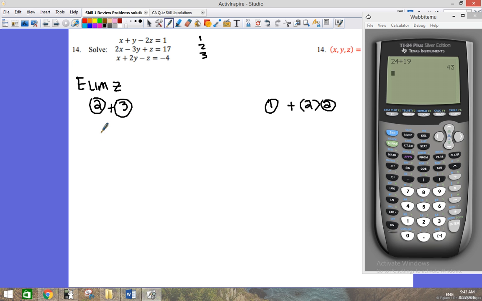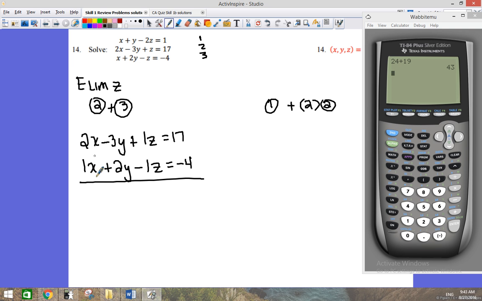I'm going to add equations 2 and 3 together. I've got 2x minus 3y plus 1z is equal to 17. I've got 1x, 2y's, minus 1z is negative 4. When I add these equations together, try not to make silly arithmetic errors. The z's are eliminated, and that was my goal. I'm going to call this new equation equation 4.